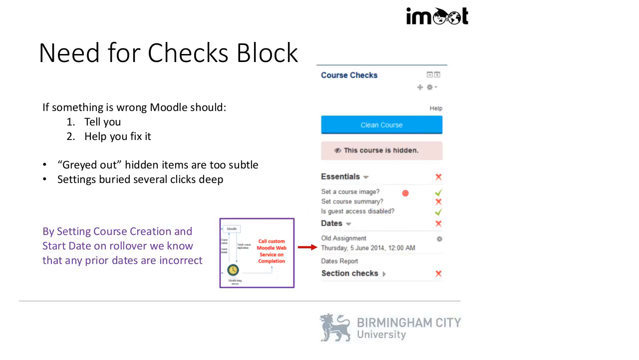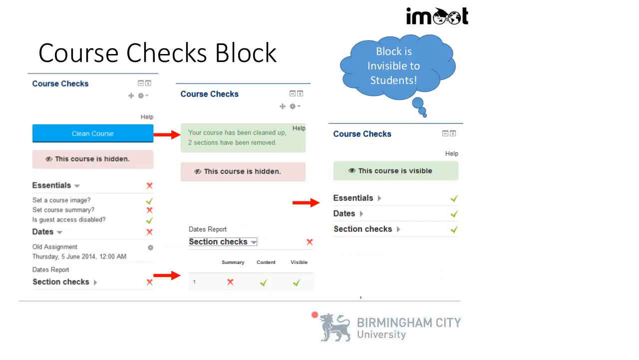As you complete these actions, these sections collapse. When I tested this earlier, I had 2 empty sections on my course, with no content, not renamed, and no summary. Clicking clean course deleted the sections for me and told me they'd been removed. As we move through and update these, we'll see that this menu collapses. Once this is all green, it collapses. The dates report, when you update this date, will collapse.